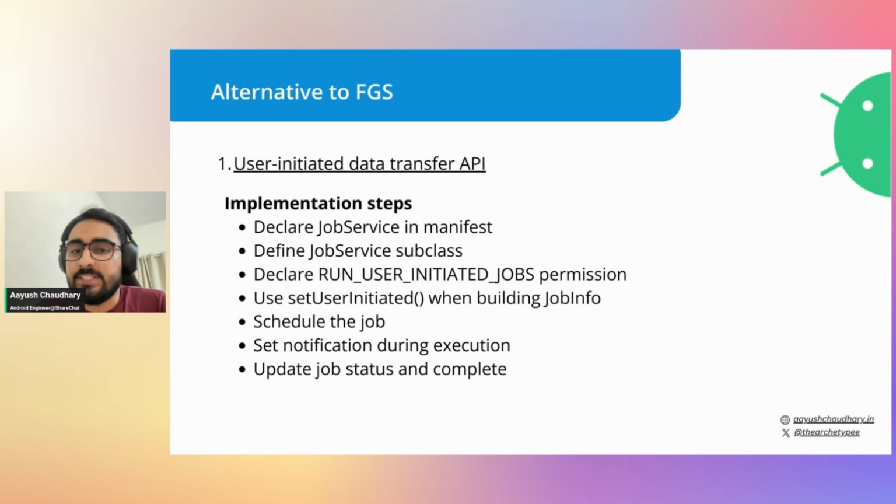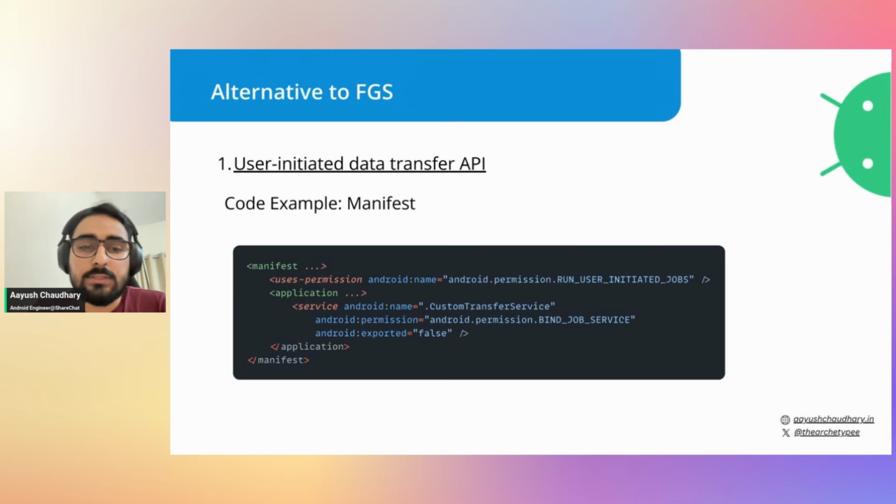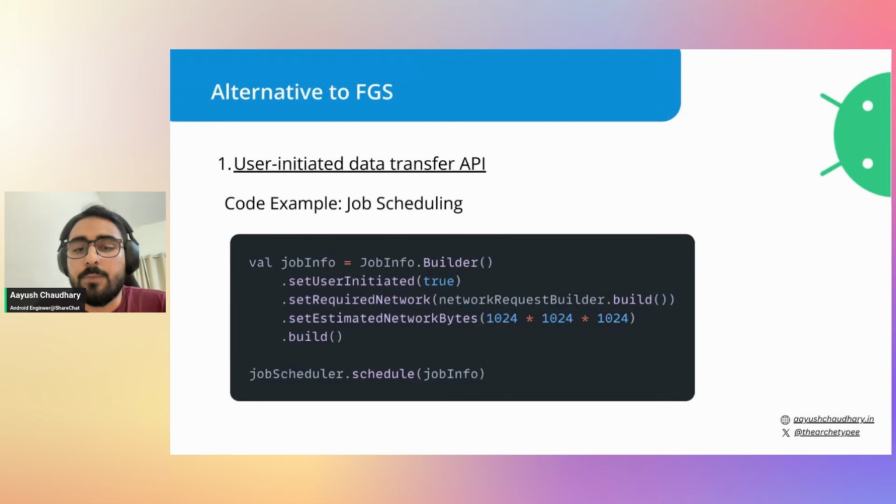To implement user initiated data transfer, you can declare a job service in the manifest, define your job service class, declare the run user initiated job permission in the manifest. Then you set user initiated when building job info, schedule your job, set the notification during execution, update the job status, and complete. This is how you can add it in the manifest. Then you can create a job info by setting user initiated to true. You can also add other constraints to this. After that, you can schedule that job with job scheduler.